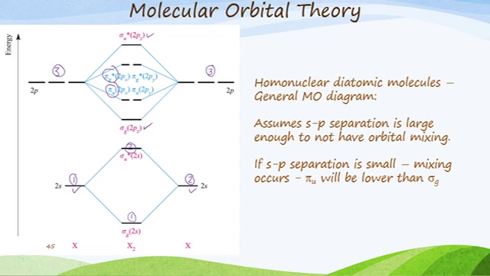And you'll see the energy. The bonding molecular orbitals are lower in energy than the atomic orbitals, while the antibonding orbitals, this one and this one, are of higher energy than the corresponding atomic orbitals.